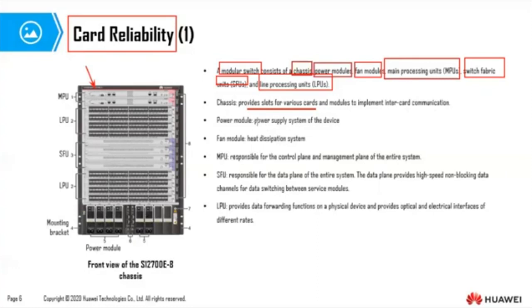The power module provides power supply to the device. So you can see that we have several power modules here. This one and this one, they're power modules. If one power module goes down, there's another one that is still functioning. So that is what you're calling card reliability. The fan module is used for heat dissipation, and it's also very important. Let me see. Where do we have the fan module here?